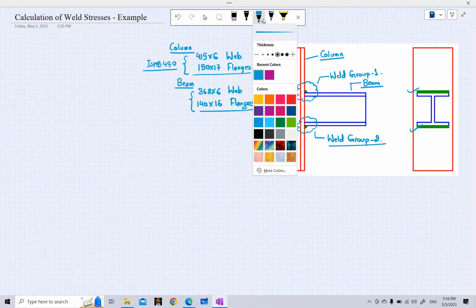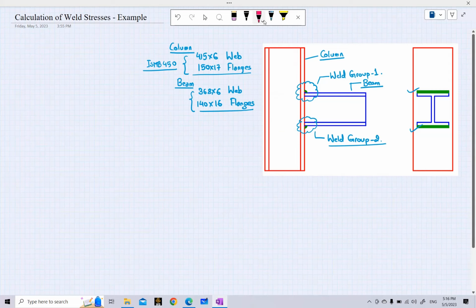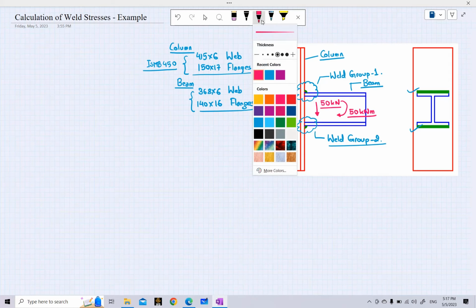And for the calculation, let us suppose that the load that is coming onto this beam column connection is a shear, which is a downward shear of 50 kilonewton, and also a clockwise moment of 50 kilonewton meter. Let us suppose that these two forces are acting at the connection of our beam and column. Now let us proceed with the calculation of stresses.